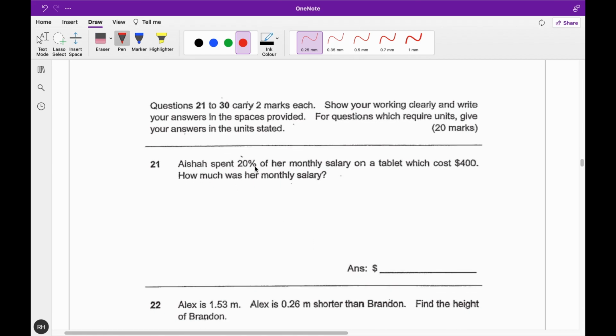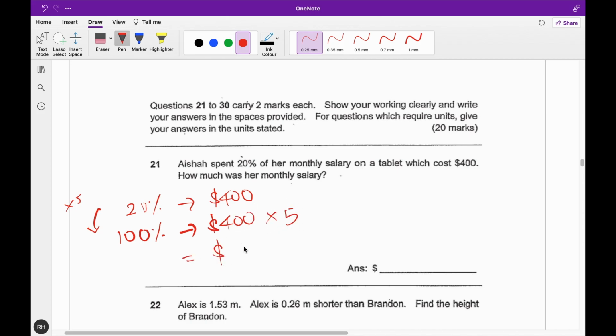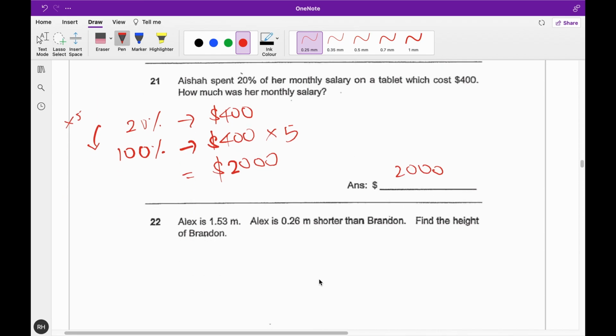Question 21. Aisha spent 20% of her monthly salary on a tablet which costs $400. How much was her monthly salary? So we know 20% in this case is $400, so her monthly salary would be 100%. So from 20 to 100, we can times 5. So in order to find 100%, we'll just take $400 times 5. We'll get 2,000. So her monthly salary was $2,000.